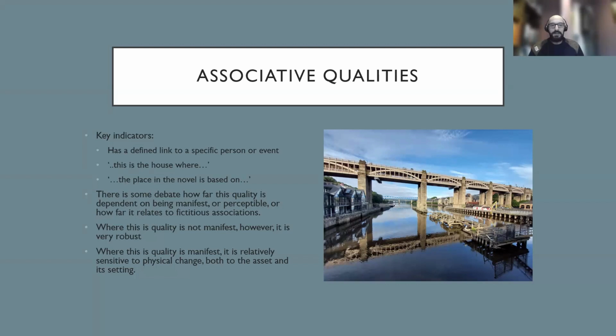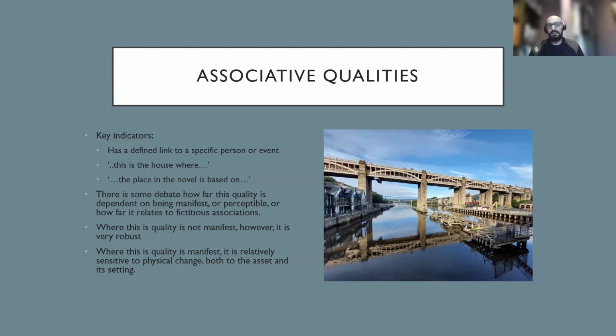Now, this is where it gets slightly philosophical, because those associations will always be there. So how much does this depend on you actually being able to experience it, or some manifest element? The way I would look at this is, if that quality isn't manifest, it's going to be pretty robust to change, because that spot will always be where that event happened. And if you can't really experience anything that's related to it at this point, then a physical change is not going to make much difference to that.